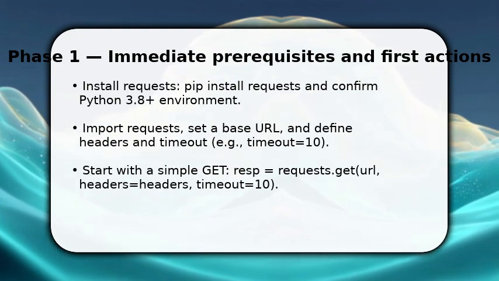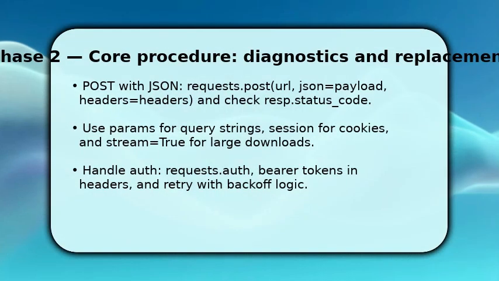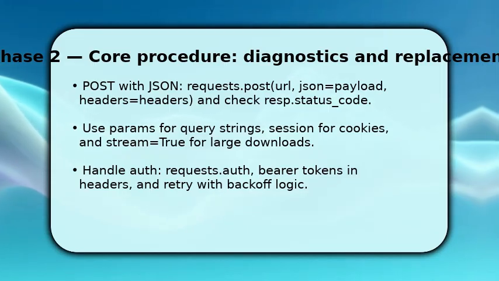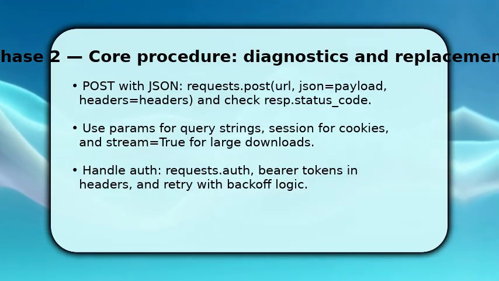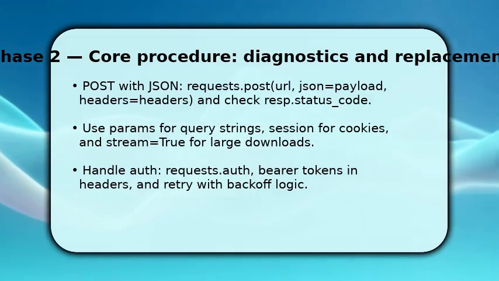You move on to sending data and managing state. For JSON, use requests.post(URL, json=payload, headers=headers), so requests sets the content type correctly, then check resp.status_code and resp.json(). Once done, use params=dict to build query strings and Session to persist cookies and connection pooling.